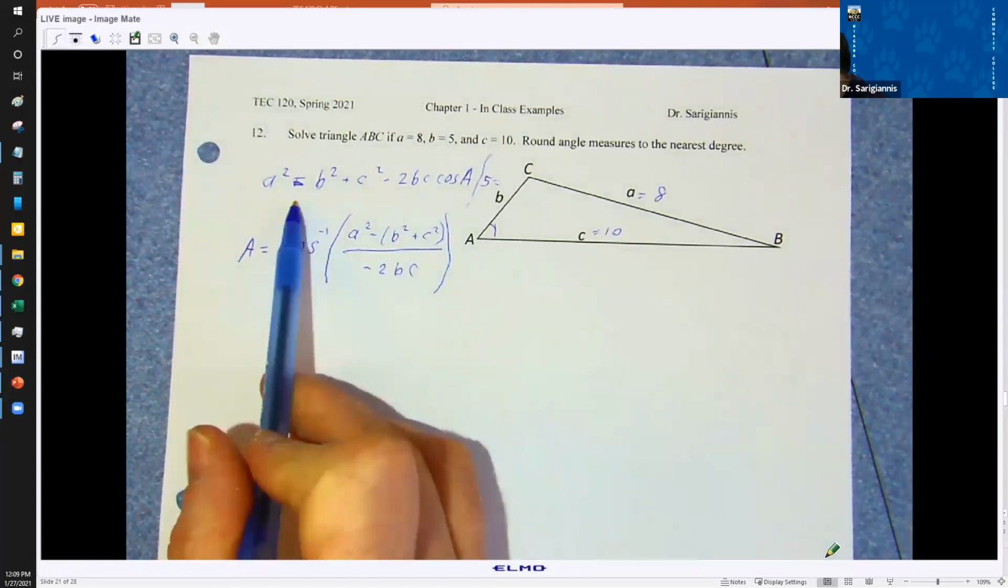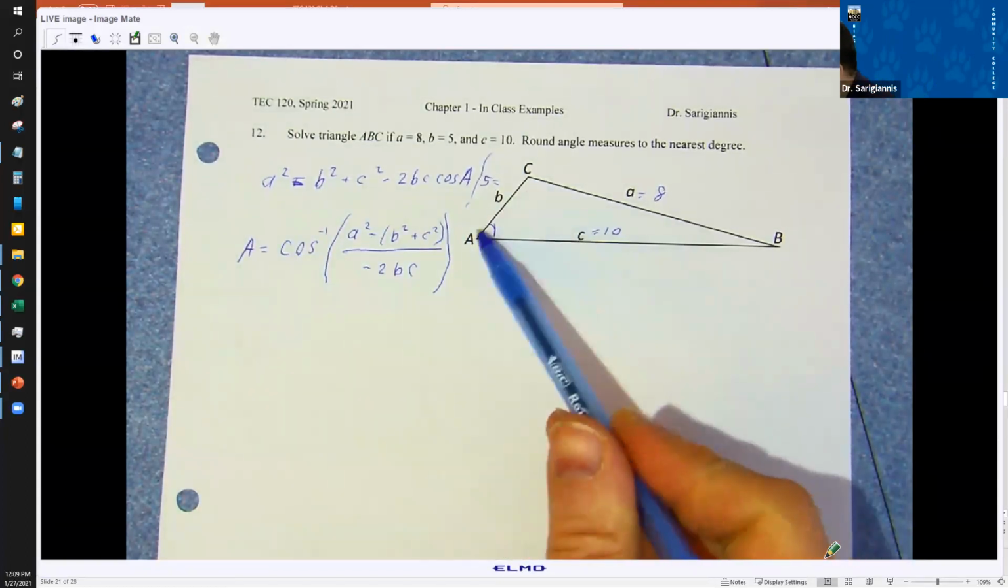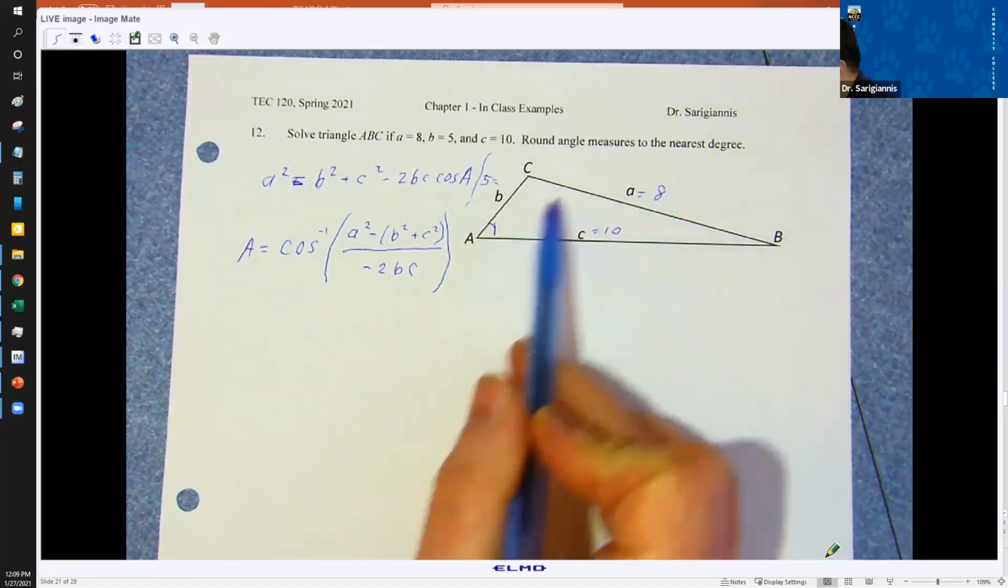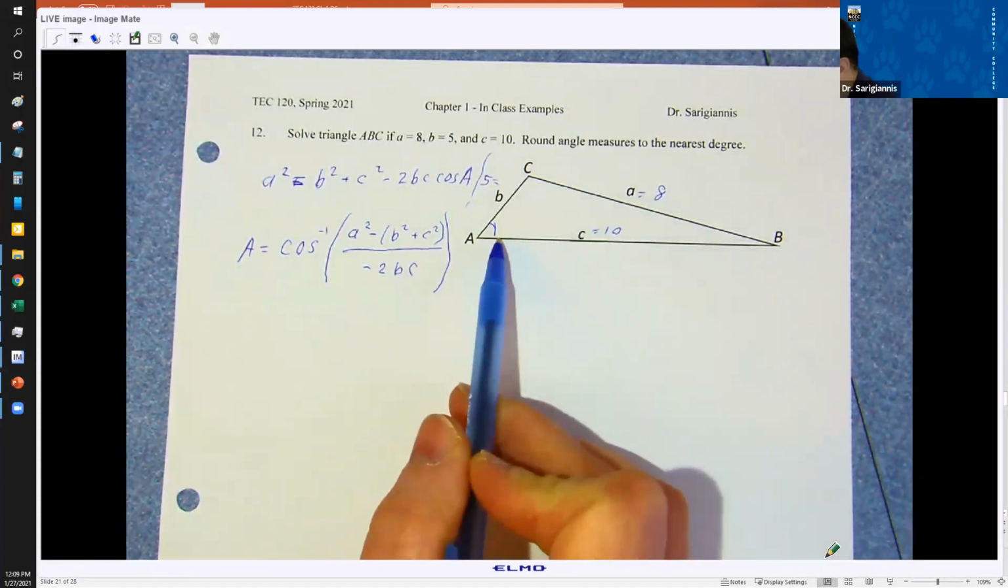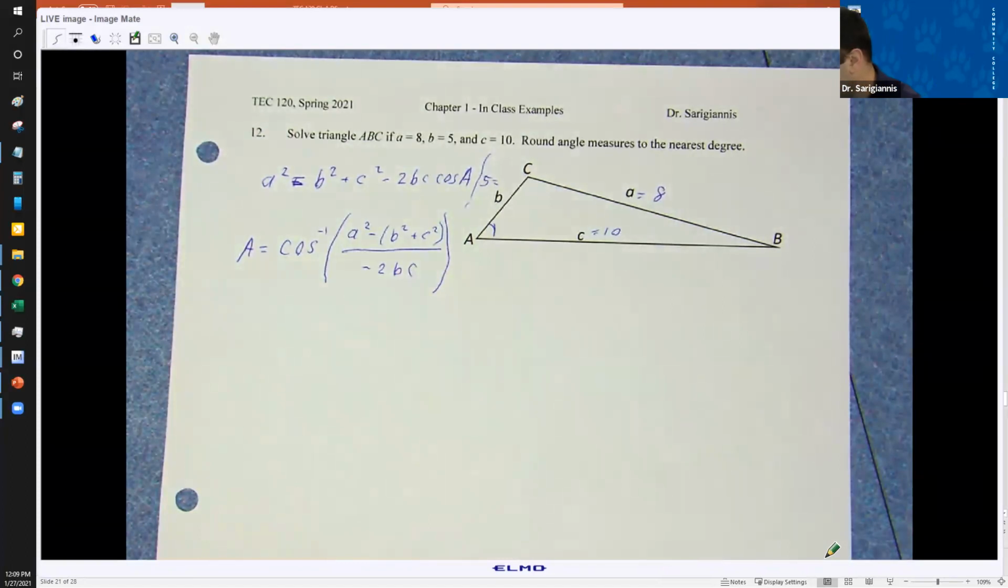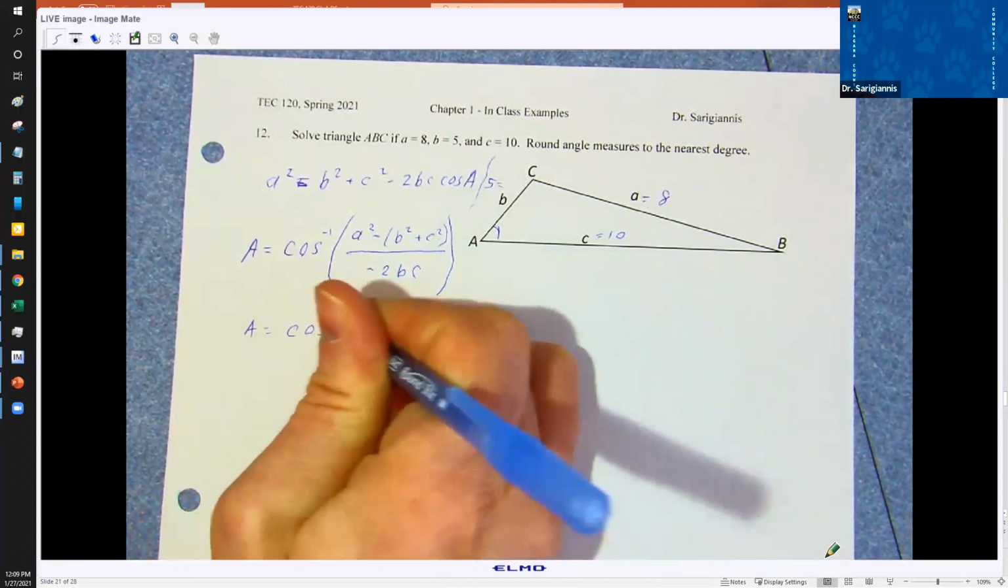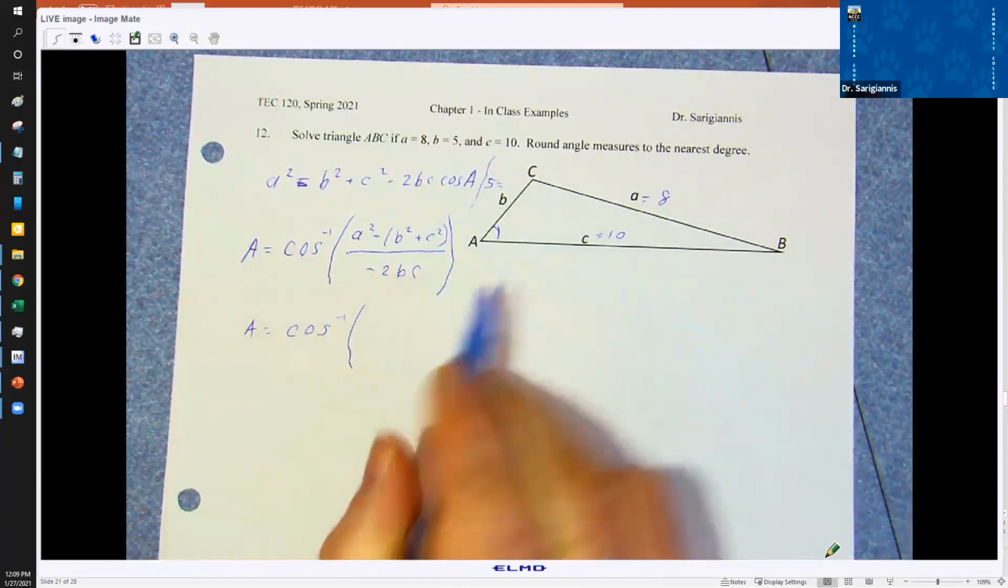So you can take your law of cosines, and if you only know the sides of a triangle, you can still figure out the angles by starting off and figuring out one of them. And that first one we chose is A. So I rearranged that equation. Now I'm just going to plug in the numbers. A equals inverse cosine.